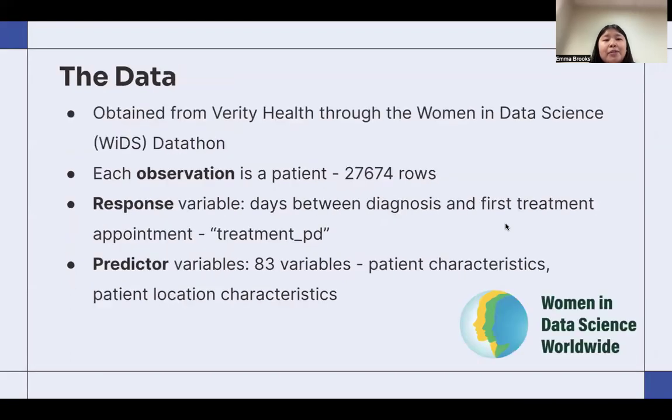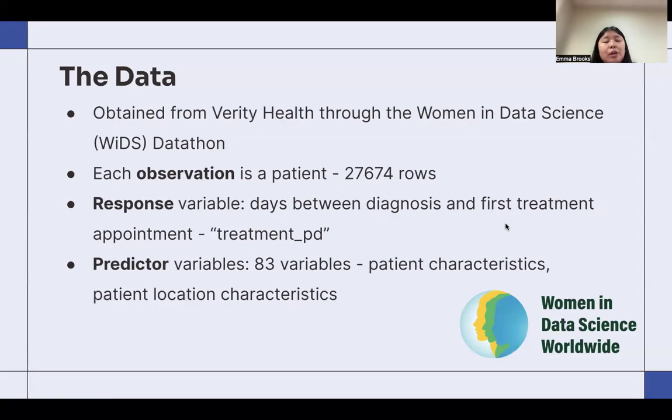I obtained my data through Verity Health from the Women in Data Science Datathon, and each observation or row in the data set is a triple-negative breast cancer patient, and there's a total of 27,674 patients. My response variable, also called the dependent variable, is the days between diagnosis and first treatment appointment, and this is also called the treatment period.